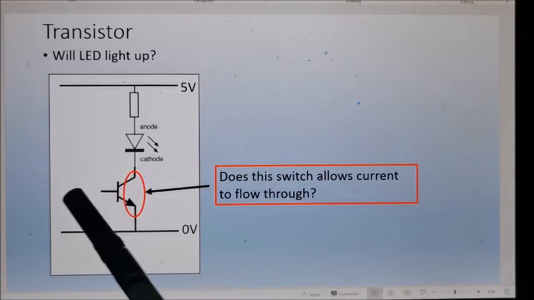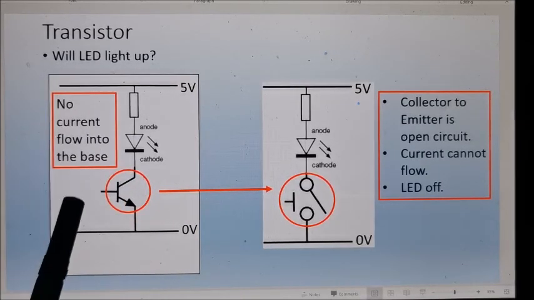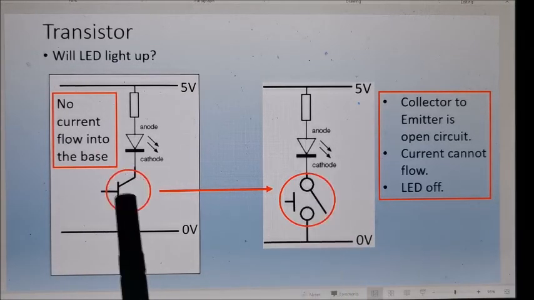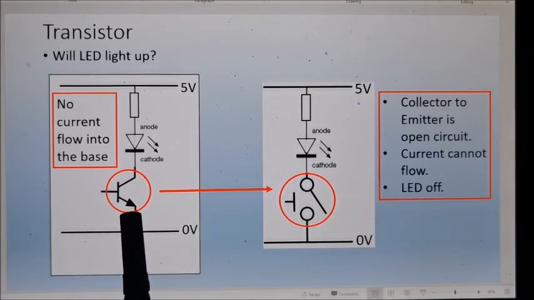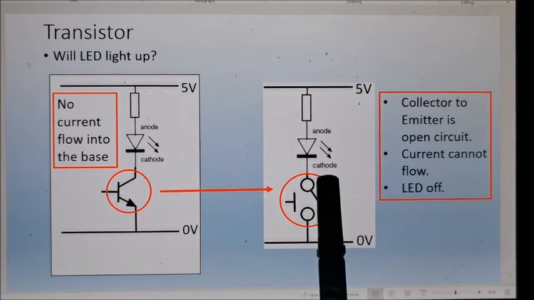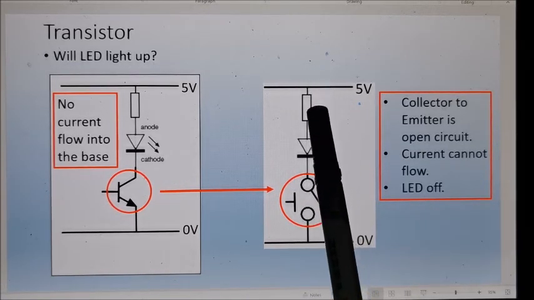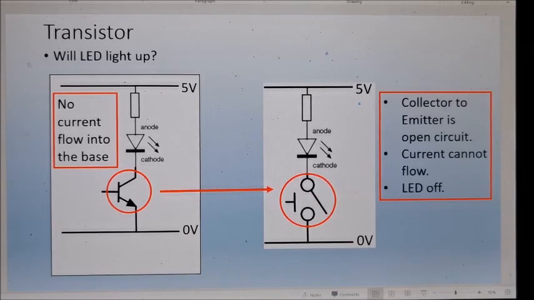There is an open circuit down here because there is no base current. See or not? No base current flowing through. So what happened is you can represent this between the collector. This leg is called collector. This is the emitter. The one with the arrow is the emitter. Collector, emitter is open circuit. So when you try to push until here, current cannot flow because there's an open circuit. LED cannot light up.